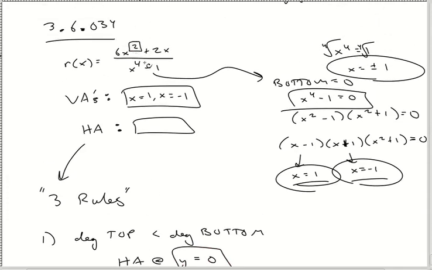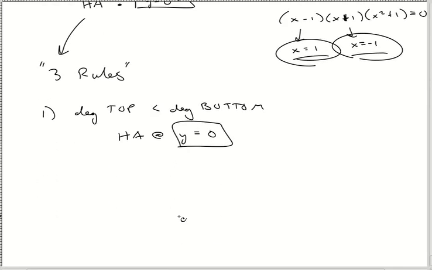Look, we got a 2 degree and a 4 degree. 2 is less than 4, so automatically y equals 0. Done. Like, that was it. Super easy. Let's continue the 3 rules just so that we're all on the same page here. So what if you have the degree of the top is equal to the degree of the bottom?